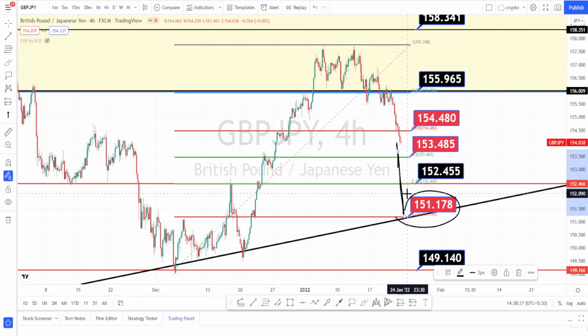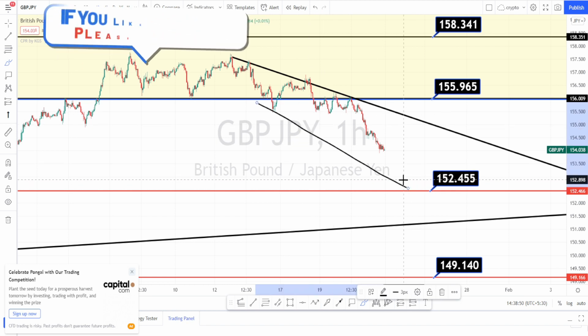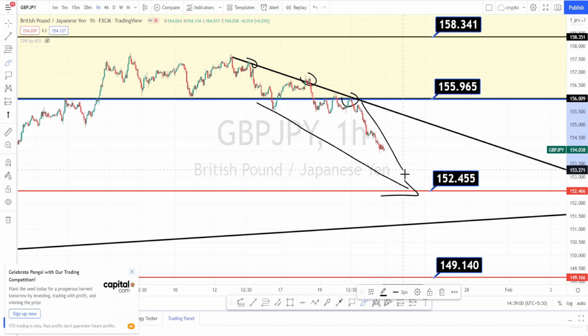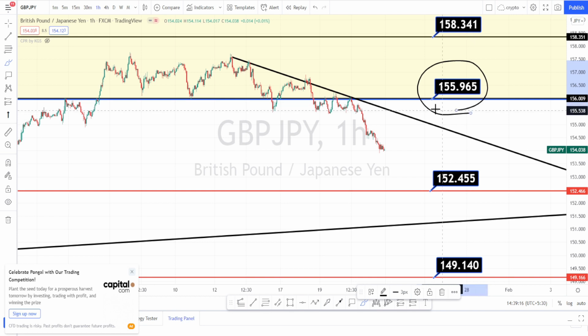Let us do the analysis in the hourly time frame. I am in the hourly time frame now. When we analyze the price action in the hourly time frame, here also the price action is in a very strong bearish trend. It has tested this resistance line several times and bounced back on the bearish side. So from this price action we understand that this resistance level of 155 is acting as a very strong resistance for the current price action.